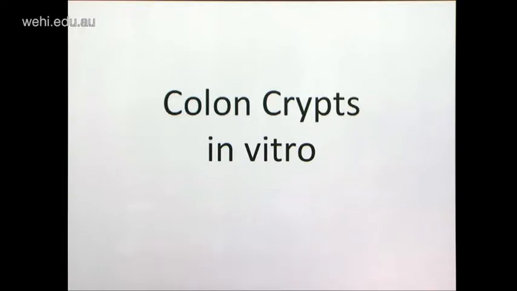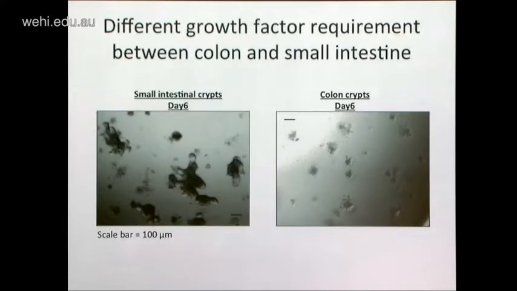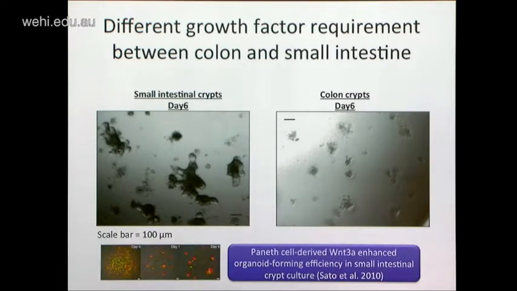However, as we want to study the colon crypts, we asked whether we can use this small intestinal culture medium to culture colon crypts in vitro. However, the answer is no. When we put the colon crypts in the same culture medium, there's no organoid formation. And one of the explanations was maybe in the small intestinal crypts, there are Paneth cells which produce Wnt3A. And Wnt3A can enhance the organoid forming efficiency. However, in colon crypts, there are no Wnt3A producing cells.